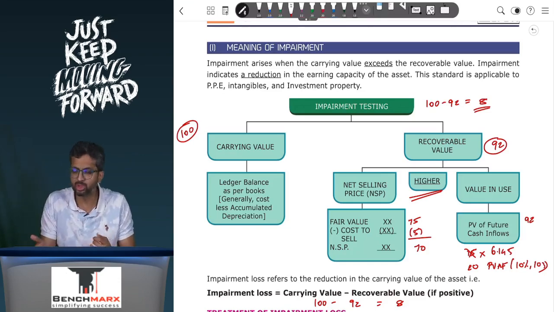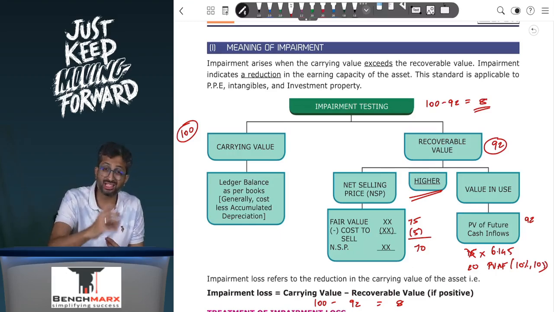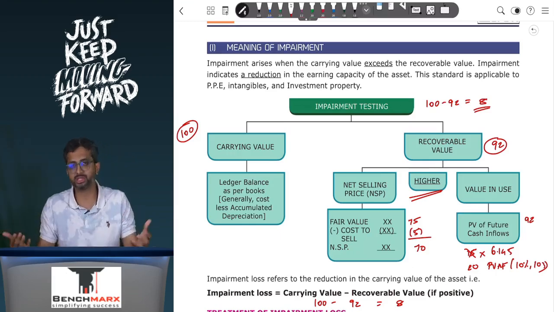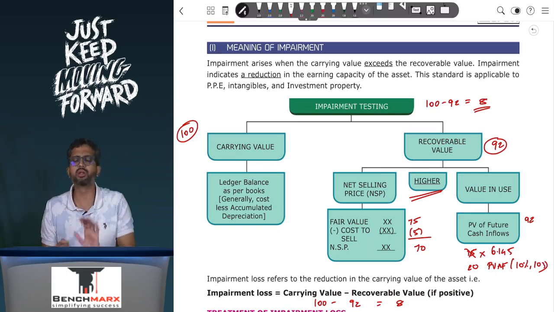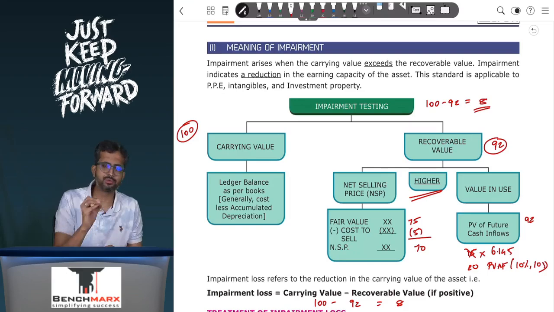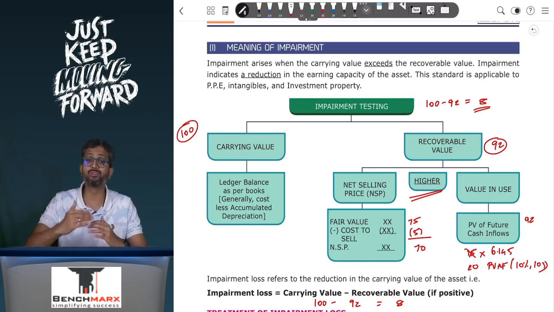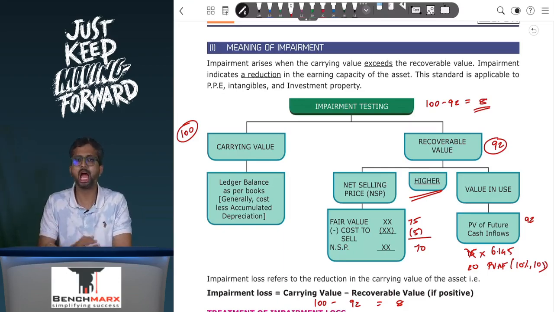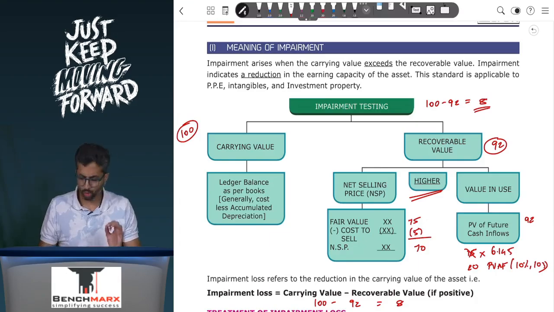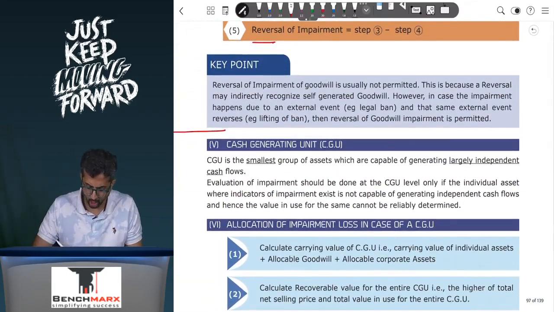Machine C is being used, and hence I want to figure out whether the machine is impaired. If I can't find the recoverable value for machine C, then the next best thing is that I will look at it for the CGU as a whole. So whenever the assets where indicators of impairment exist are not capable of generating a largely independent cash flow, that is when I will go to the next level, the CGU level, and try to check for impairment at the level of the CGU. So I hope this understanding is clear. So this is the concept of CGU.